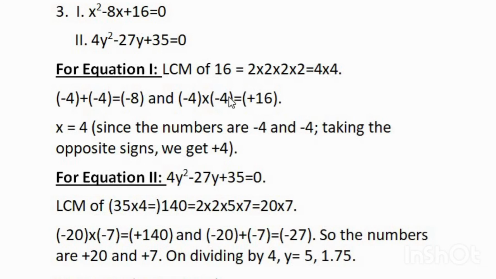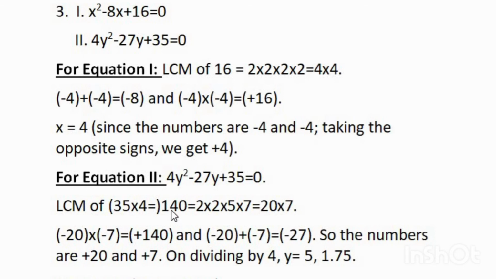You have to take the opposite signs, that is plus 4. Plus 4 and plus 4, it is the same. So we got the value of x is equal to 4. Now going to the second equation for solving y. The equation is 4y square minus 27y plus 35 is equal to 0. The first step is you have to multiply 35 into 4, which is equal to 140.